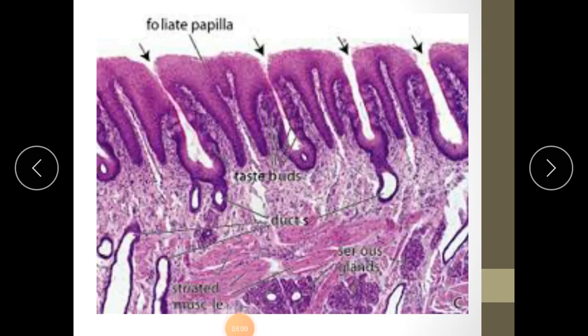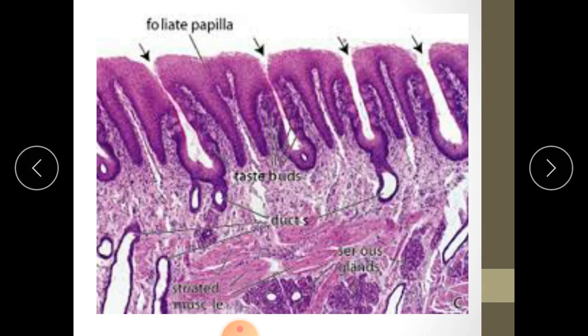Next, foliate papillae. Foliate papillae are leaf shaped. These are longitudinal oval bulgings of the mucous membrane, which are rudimentary in man but well developed in other mammals. These are chiefly found at the side of the tongue. The side of the tongue has the foliate type of papillae.